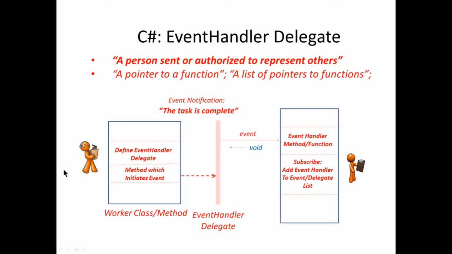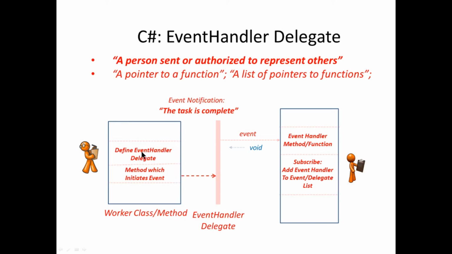Okay, so let's go a little deeper and see how we would implement this in C#. Here we've got the guy who's doing the work and issuing the event notification, and here we've got each subscriber. In order to do this, you have to make sure that your worker class or method and your subscriber class or method have implemented certain things before this process will work.